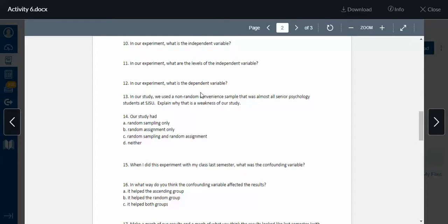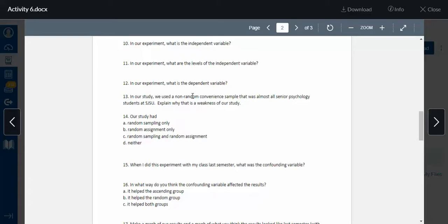So if we have a non-random convenient sample, then we don't have any children in our sample. We don't have any older people in our sample, like people above 65. We don't have any non-students in our sample, so we can't reach any conclusions about those types of people, right? We can't generalize beyond the people that were actually tested. So it's more of an external validity problem, right?